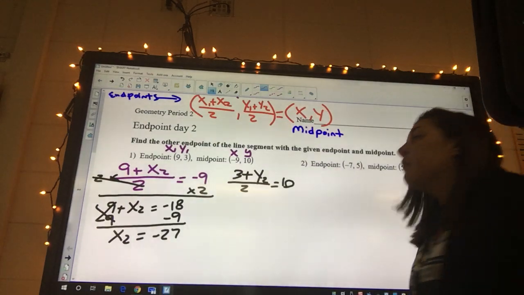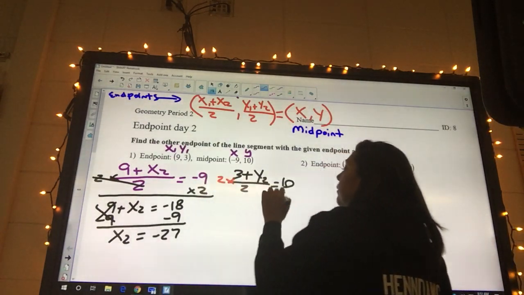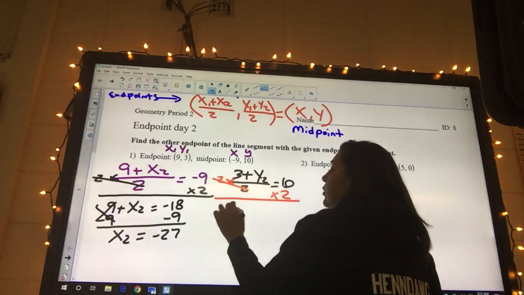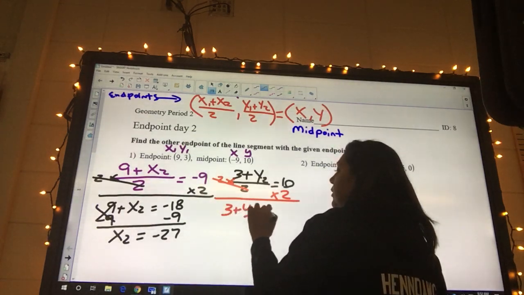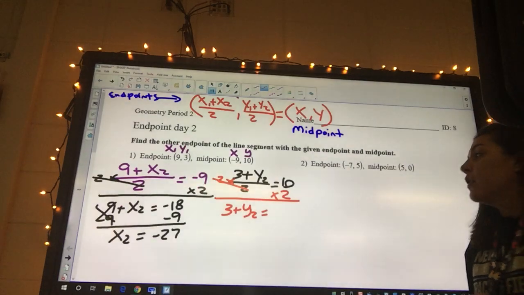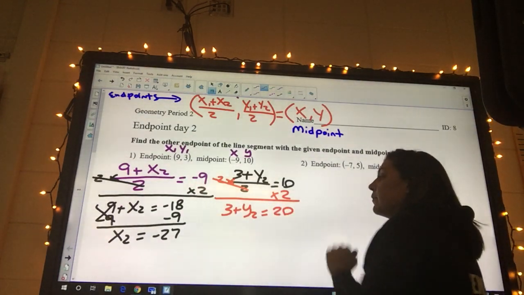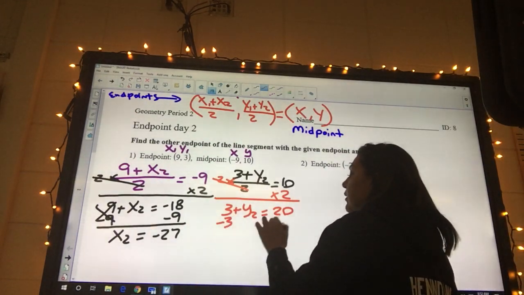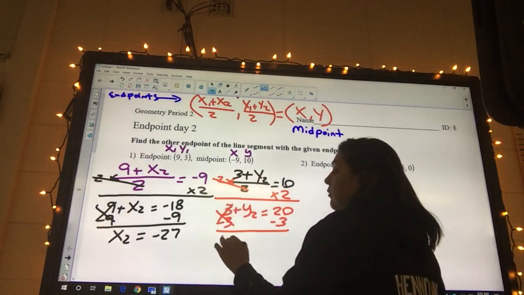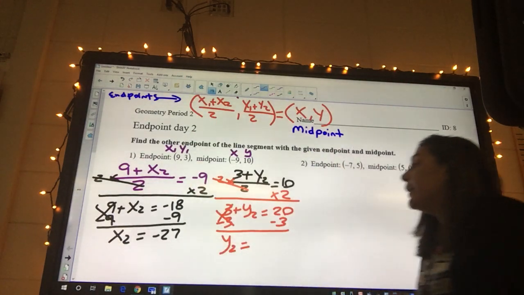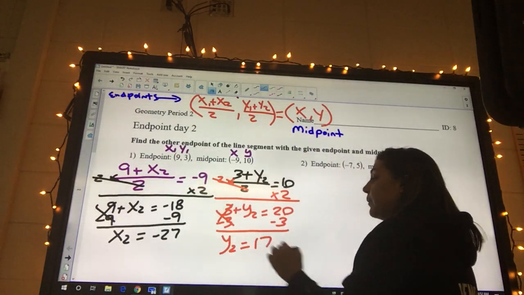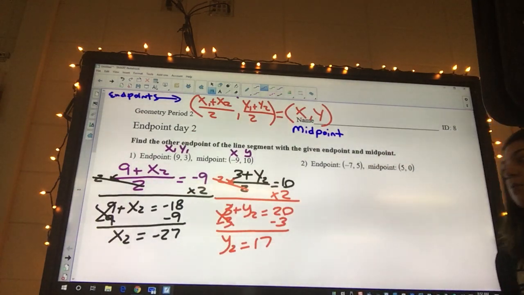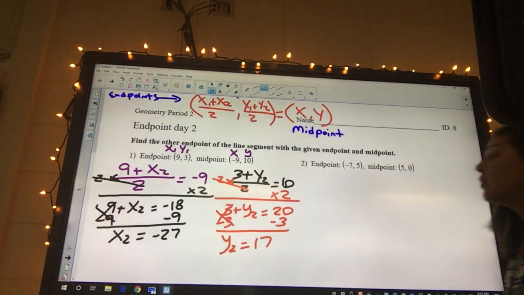So the next one I got 3 plus y sub 2 all over 2. My very first step is going to be multiply both sides by 2. So I got 3 plus y sub 2, and 10 times 2 is going to be 20. So now I got 3 plus y sub 2 equals 20. So how do I get that y sub 2 all by itself? Minus 3 on both sides. Okay, so 20 minus 3 is going to be 17.